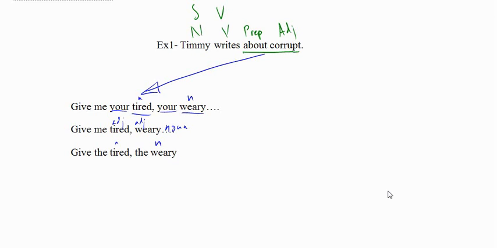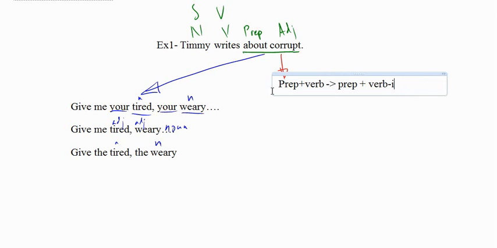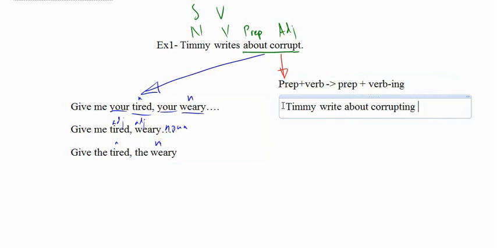For the second explanation, if they respond that they're trying to use corrupt as a verb, then all that really needs to happen is they need to transform it into the gerund form so that they have a noun. So the second explanation is when you have a preposition plus a verb, that verb becomes the ing form. So in this example, it might become Timmy writes about corrupting something like, I don't know, the political process.